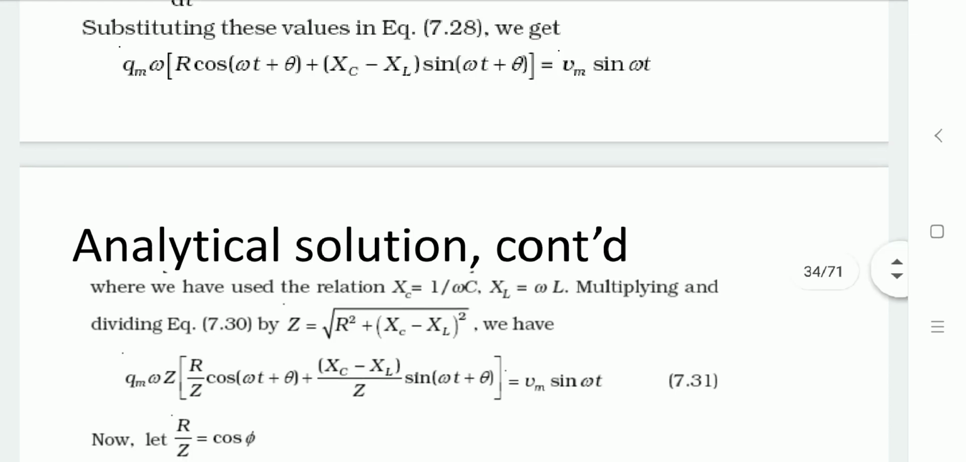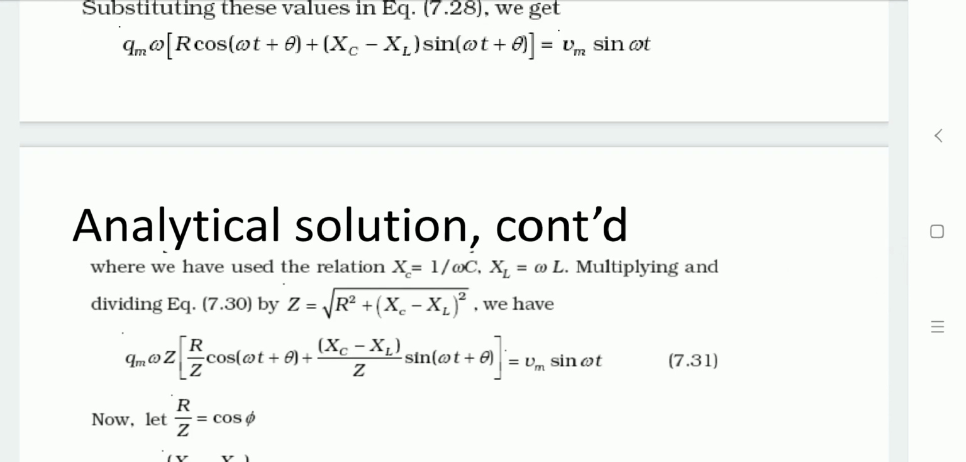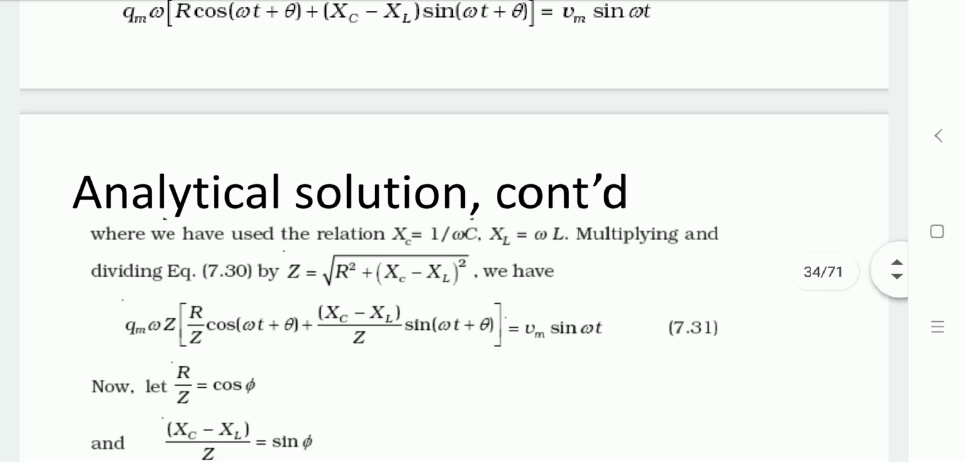So now in that equation, multiply and divide by the impedance Z. The total impedance of the series RLC circuit we have derived from the phasor diagram method, and that was Z equals under root R square plus Xc minus XL whole square. So if we multiply and divide by the Z value, the equation becomes Qm into omega Z, taking the denominator Z inside the bracket: R by Z cos omega t plus theta plus Xc minus XL by Z sin omega t plus theta equals Vm sin omega t as it is.